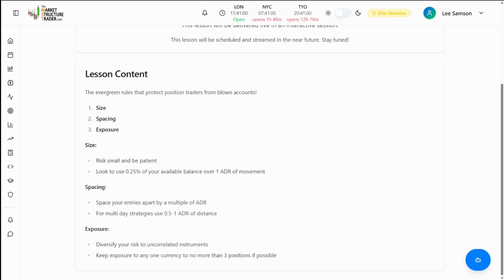In the next lessons, we're going to dive deeper into how you apply these rules in real time, how to calculate your exact position sizes, and how to identify truly uncorrelated instruments.